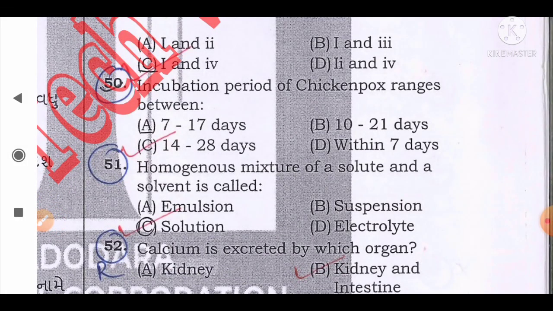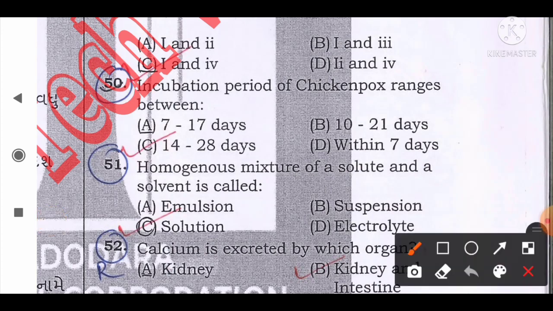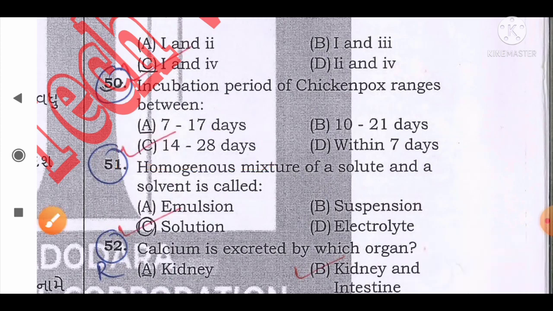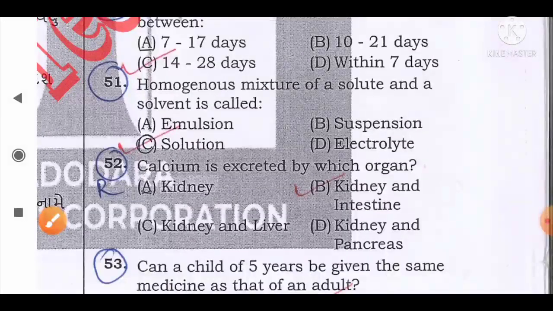Incubation period for chickenpox ranges between A, 7 to 17 days, B, 10 to 21 days, C, 14 to 28 days, D, within 7 days. And the correct answer for this question is 14 to 28 days. So option C is the correct answer for this question. Move to the next question, number 51.